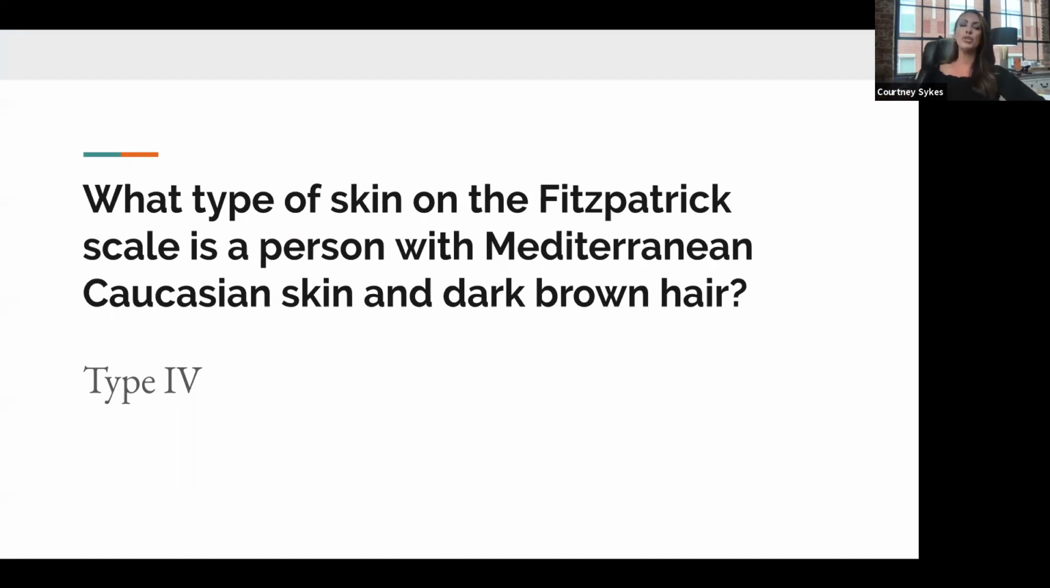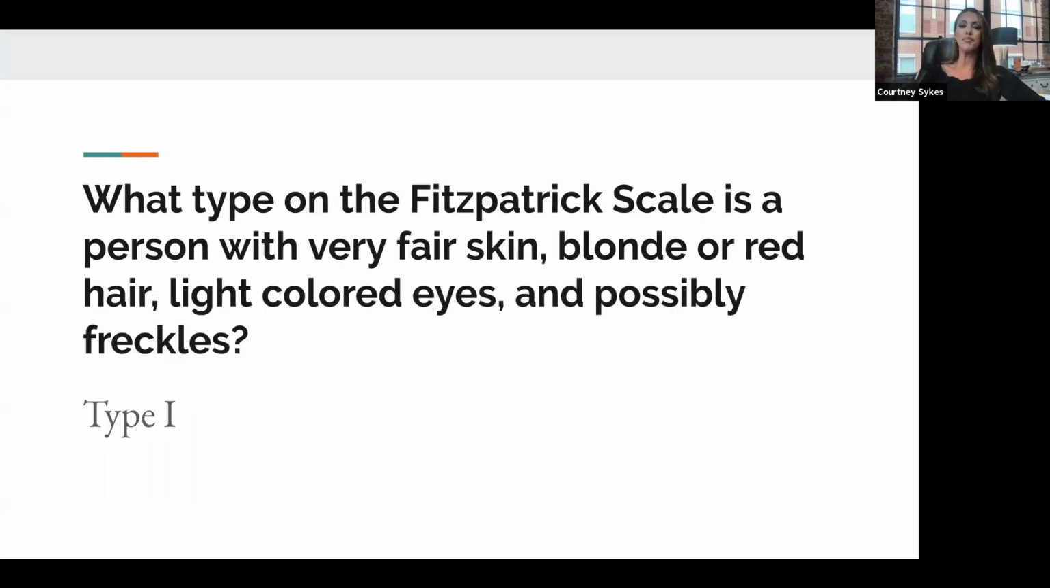Whereas I like the more generic definitions of the Fitzpatrick when it's just discussing, frankly, how the skin tolerates the sun. But you might have questions like this on state board. So that's why I wanted you to be exposed to that today. This one: what type on the Fitzpatrick scale is a person with very fair skin, blonde or red hair, light colored eyes, and possibly freckles? Type 1. That's a very fair assumption about that question, type 1.